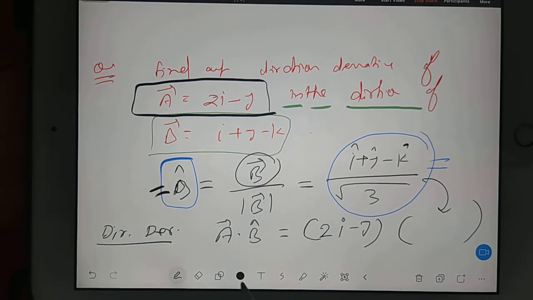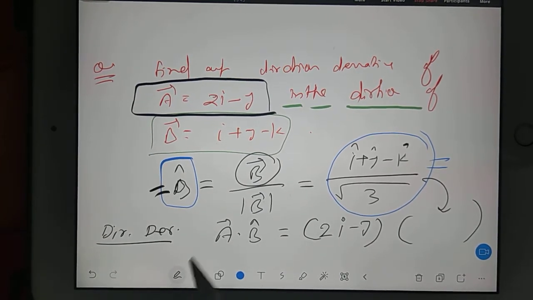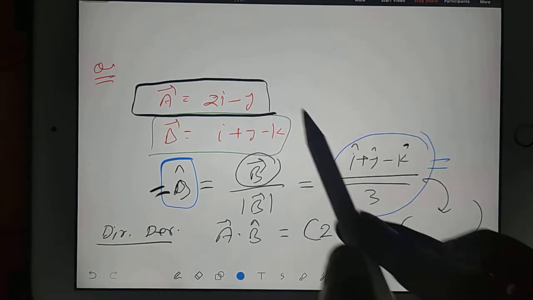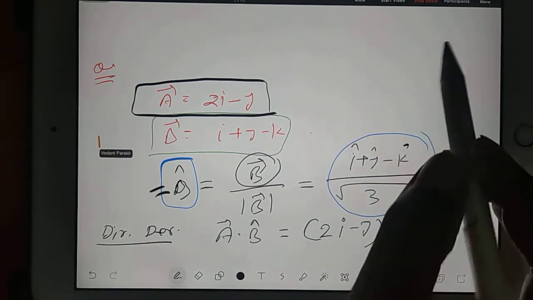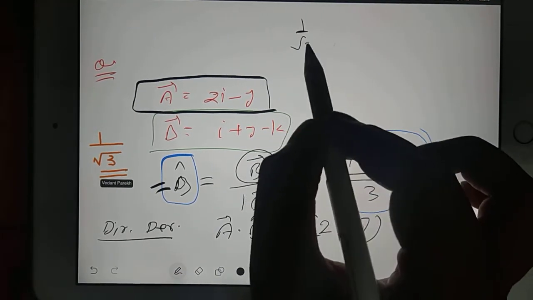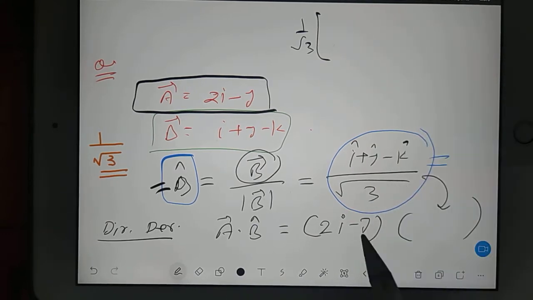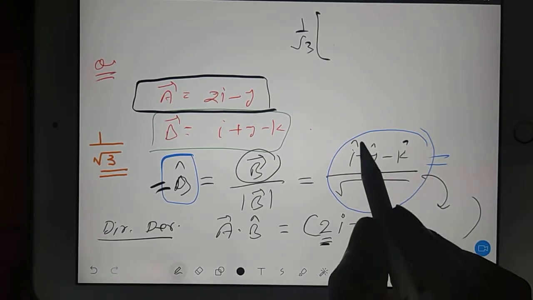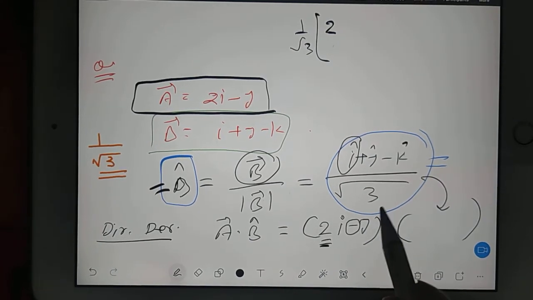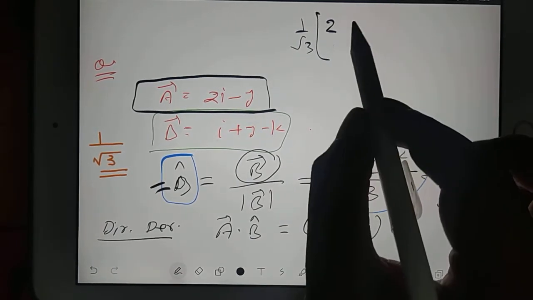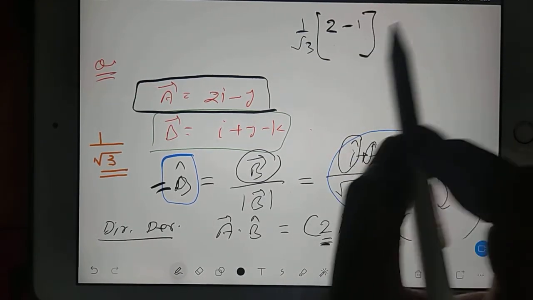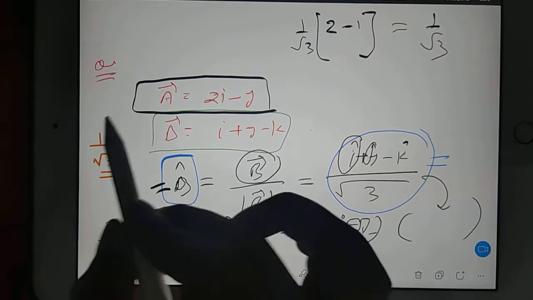After that what will you do? I will explain here. We can just take 1 by root 3 common, and after that you see here this 2 you will multiply with i, so you will be getting 2, and this minus 1 you will multiply with plus j plus 1, so you will be getting minus 1, and there is no k here, so the k part you leave. So you will be getting 1 by root 3. Very good, Vedant.